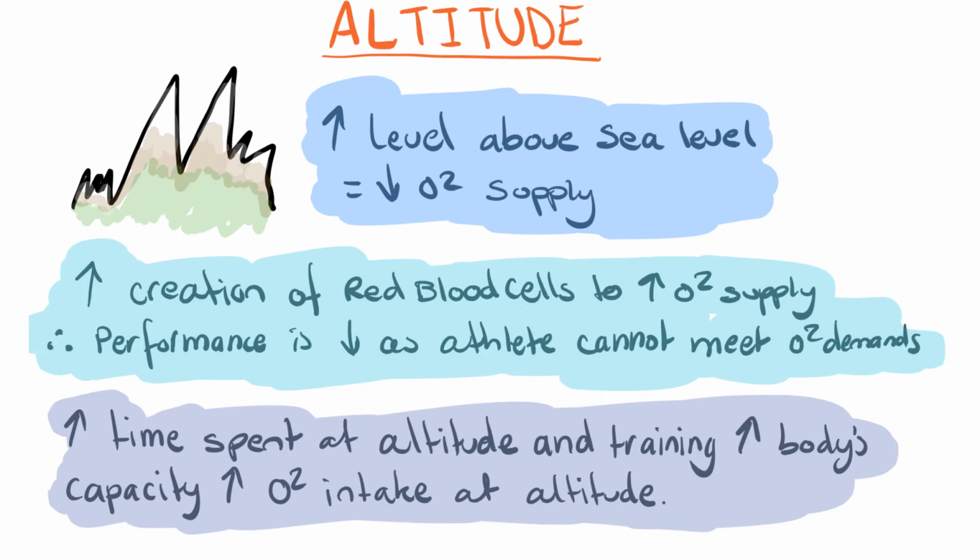Now, what happens at altitude is our body tries to increase the creation of red blood cells to allow for that increased demand for oxygen supply. And so therefore performance is decreased as an athlete cannot meet the oxygen demand. So if we throw ourselves straight into performance at an altitude which is a lot higher than what we're used to performing at, our body is unable to meet the oxygen supply because we can't readily produce enough red blood cells in that time. And so this is why we look at this concept of altitude training.